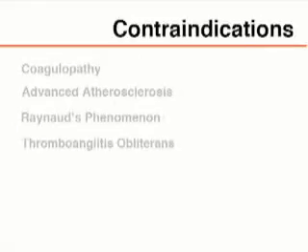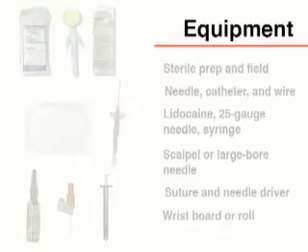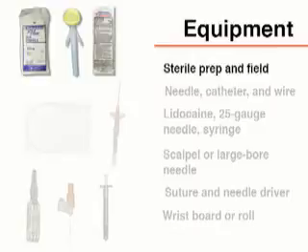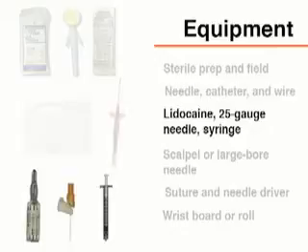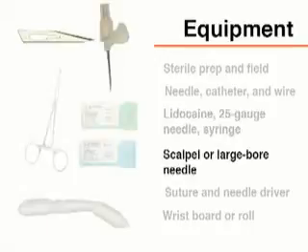Other contraindications include coagulopathy, advanced atherosclerosis, Raynaud's phenomenon, or thromboangiitis obliterans. For both procedures, similar equipment will be used: material for a sterile prep and a sterile field, a needle, catheter and wire, 1% lidocaine, a 25-gauge needle and 1 cc syringe, a larger bore needle or scalpel, suture and needle driver, and a wrist board or roll.